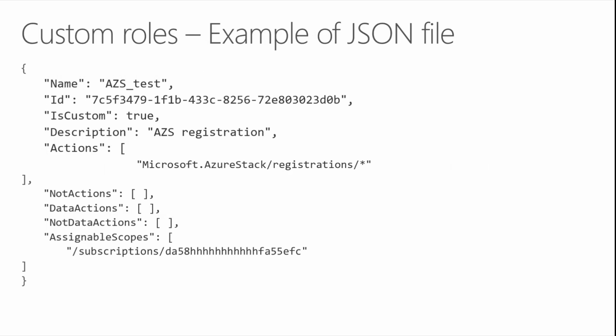This takes a look at an example of the JSON file. In this case, we have a role called AZS test for Azure Stack. Is custom true? The description is for Azure Stack registration, and you see the actions are the resource provider for registration in Azure Stack, and a /star. So all capabilities are enabled for that. There's nothing in not actions, data actions, or not data actions, but the assignable scopes, in this case, is not going down to the resource or the resource group; this applies at the subscription level. And you can set these and assign these and then reuse them or change them and modify them. That's the good thing about doing that.